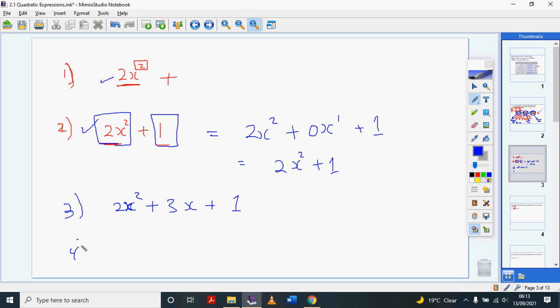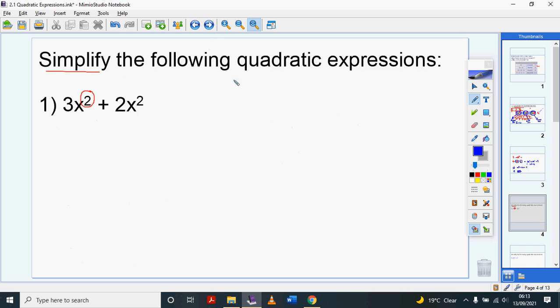If it's just 3x, this is not a quadratic expression, this is a linear expression because the power is 1. So don't confuse that with a quadratic expression. If I want to simplify this quadratic expression, I just need to look at the terms. This term is squared and this term is squared. What does that tell me? That tells me that they are like terms, right? Since they're both squared, they are like terms.